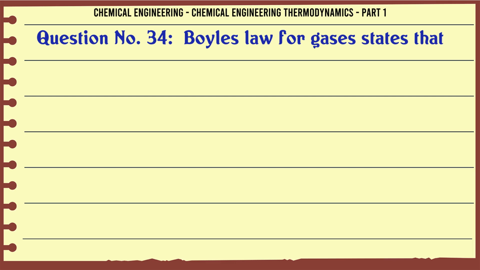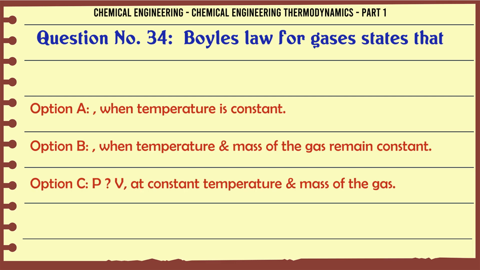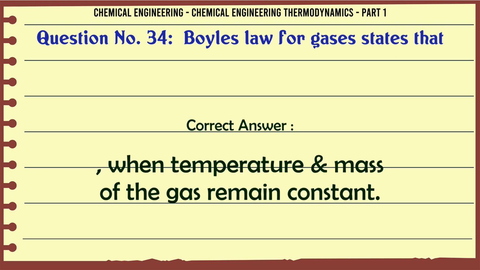Boyle's law for gases states that A. PV is constant when temperature is constant. B. PV is constant when temperature and mass of the gas remain constant. C. At constant temperature and mass of the gas, Cp/Cv. D. PV/T is equal to constant for any gas. The correct answer is when temperature and mass of the gas remain constant.